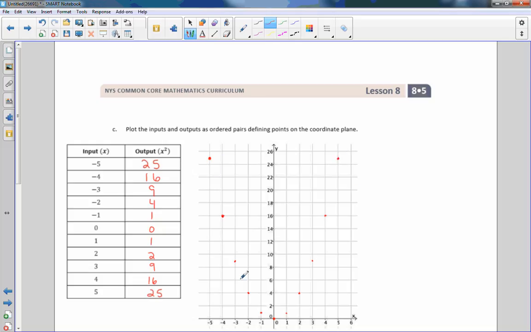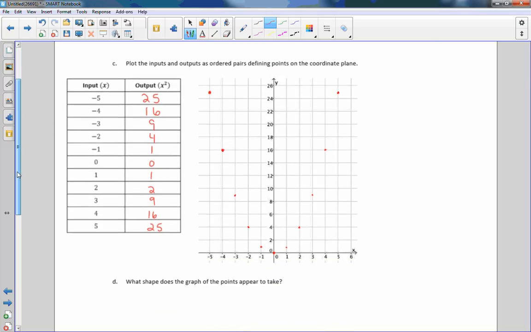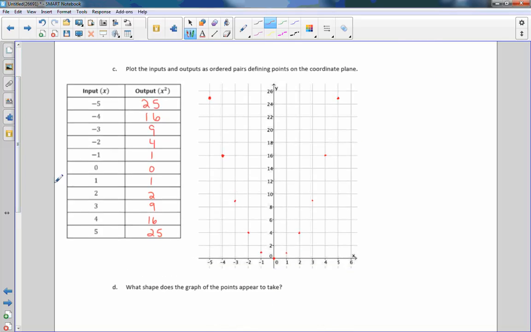So as you can see, it's coming down, it's curving around to hit 0, turns and goes back up, and we have a mirror image across the y-axis. So obviously not a linear equation. What shape does the graph of the points appear to take? At this point, I'm just going to call it a curve. But it really is a parabola. That is the mathematical term. It is a parabola.